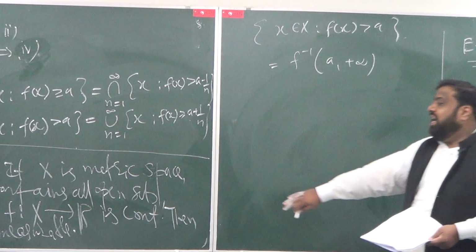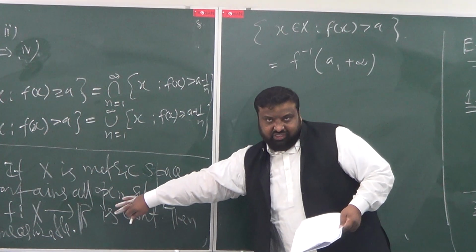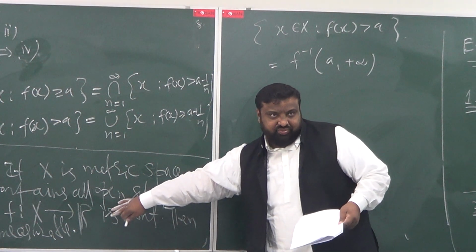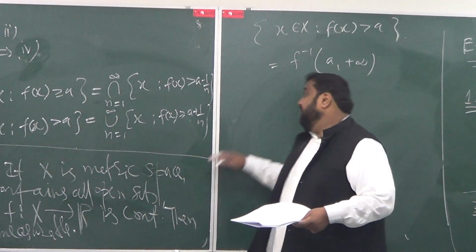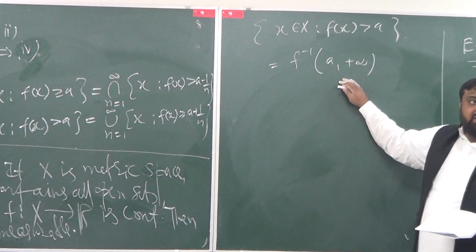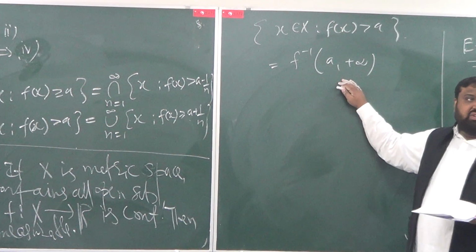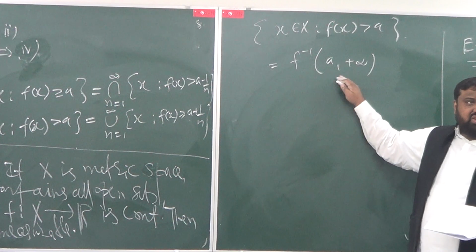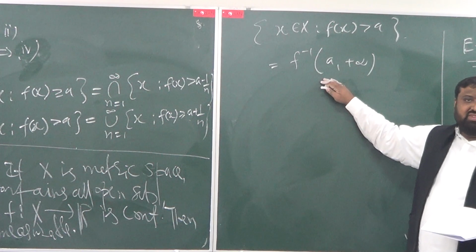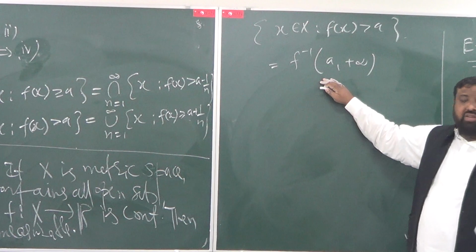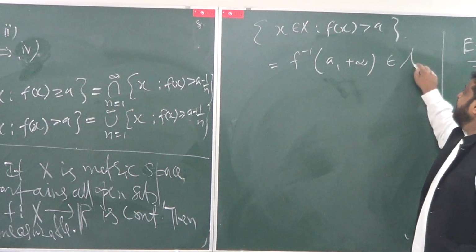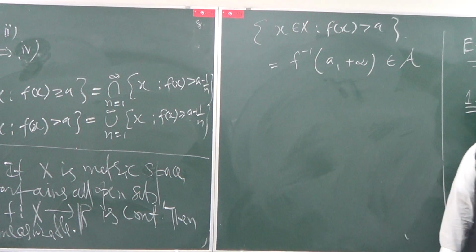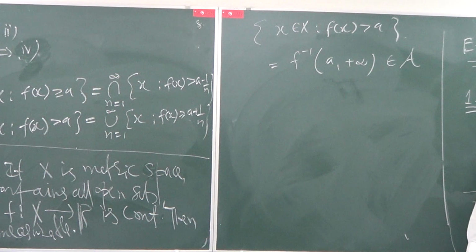So you see, on R you have the Euclidean topology. So that's an open set. And f is continuous, so f inverse of an open set is open. Open is mapped onto open. So this guy belongs to it. And what this shows is that all continuous maps on metric spaces are measurable.